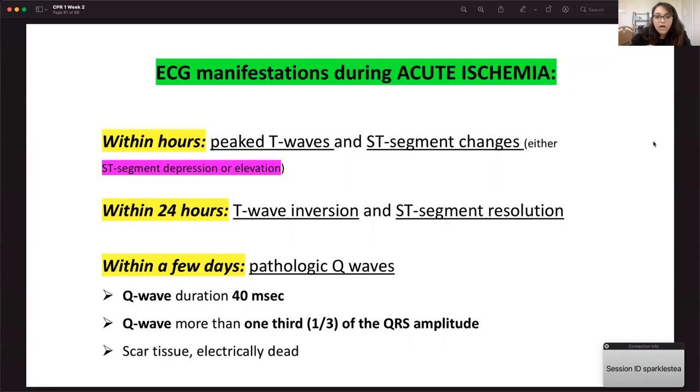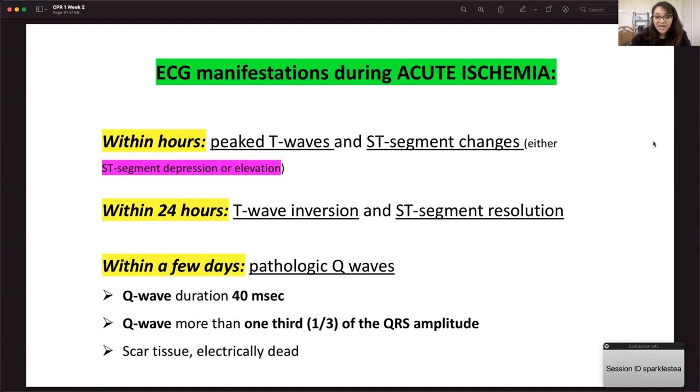Okay, acute ischemia. I did not expect this to come up on our exam, but it did. So just recognizing what's happening to your ECG when there is an ischemic attack will help you a lot. And it'll also give you some of the pathologies for those different segments. In the first couple of hours, you would see peaked T waves and ST segment changes. So it's either going to be depression or elevation because you have those two different variations of your MIs. And then within 24 hours, you have T wave inversion and ST segment resolution.